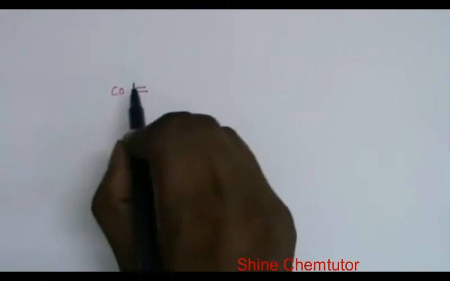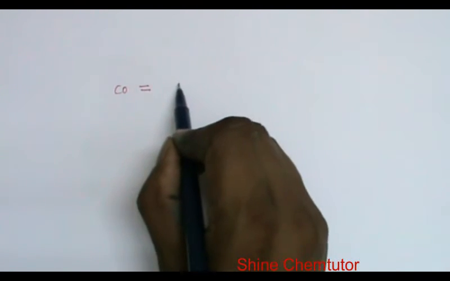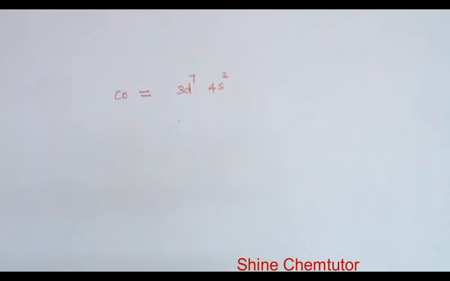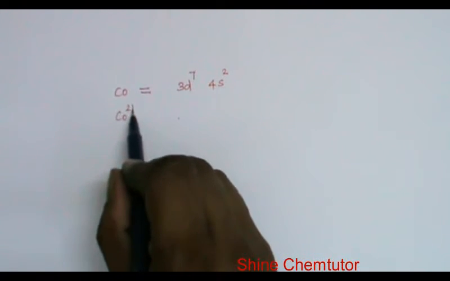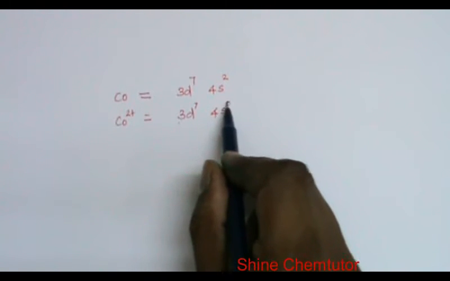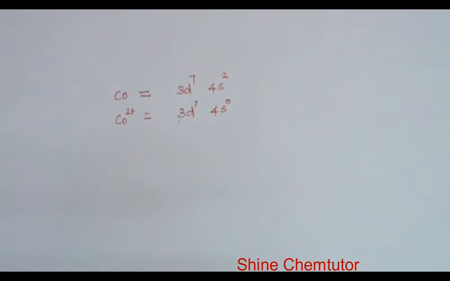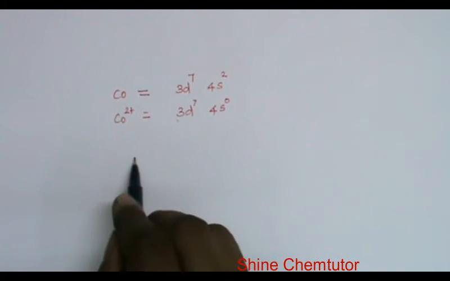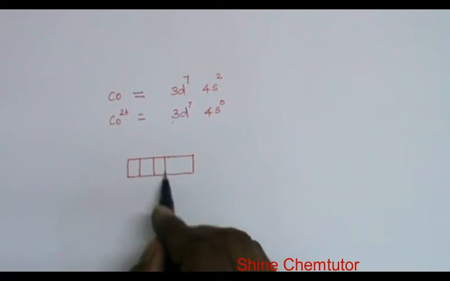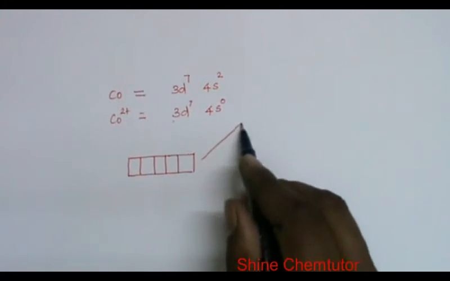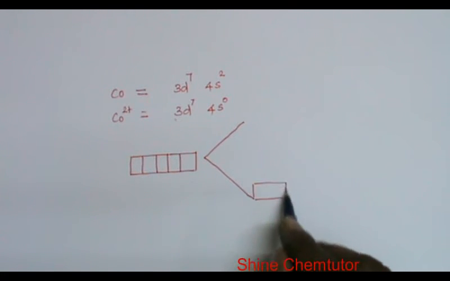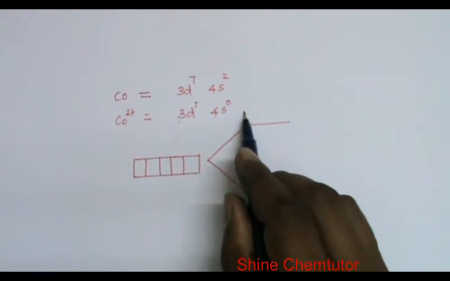For cobalt, the electronic configuration will be 3d7 4s2. But for cobalt 2+, it is 3d7 4s0, as I have to remove 2 electrons from the s orbital. Now I have to place the 7 electrons in the split d orbitals.